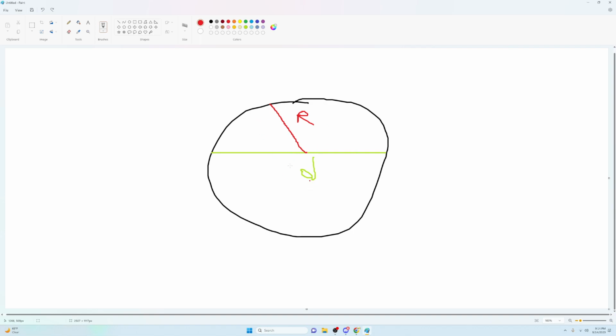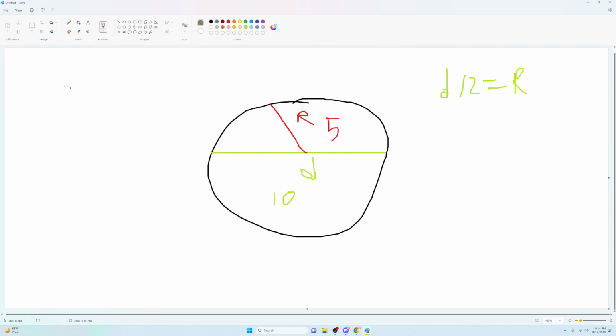So the diameter. Let's say, for argument's sake, the diameter is 10. If the diameter is 10, then the radius will be 5. The radius is always the diameter divided by 2. So if you have the diameter divided by 2, you'll get the radius. If you have the radius, multiply it by 2, and you'll have the diameter. So always remember that they're together. So diameter divided by 2 equals radius. Very simple.